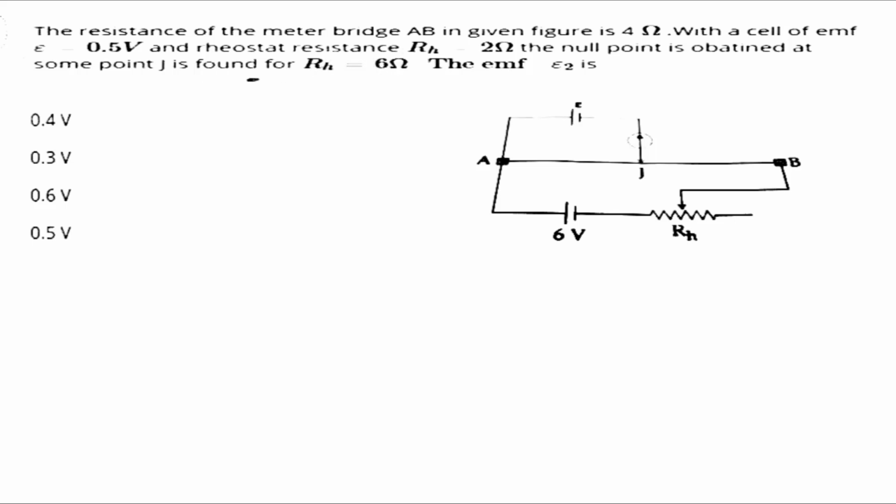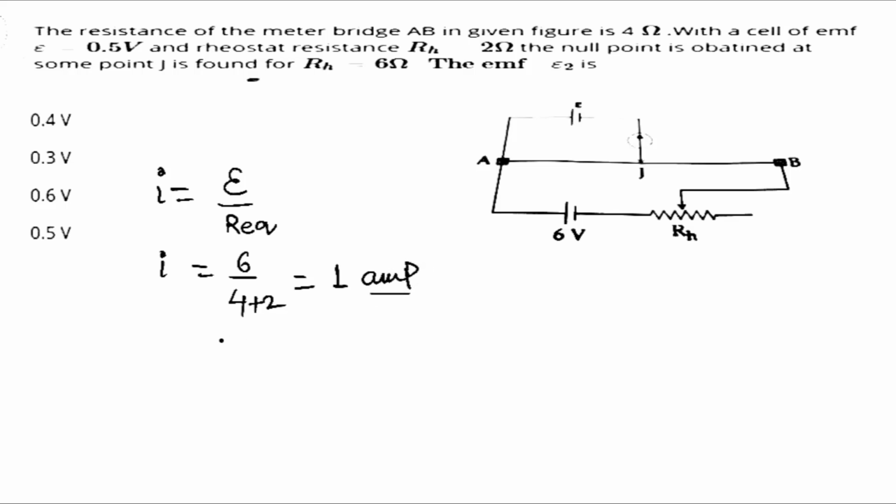The E2 will be... So what we have is 6 volts, 2 ohms for the rheostat and 4 ohms for the wire. So current I can be found. What is I? E divided by R equivalent. So I is 6 divided by 4 plus 2, that is 1 ampere.